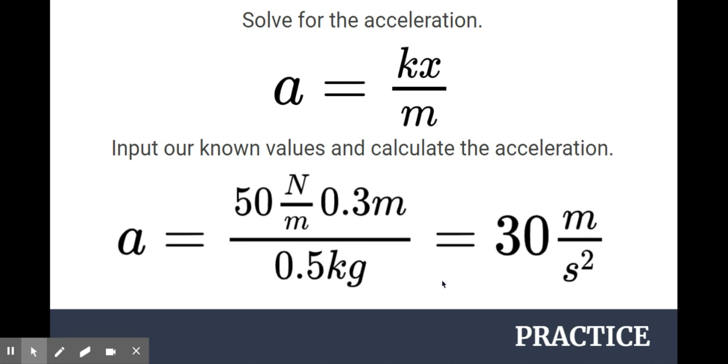When we do this, we can solve for our acceleration. When we get this, and then when we put our known values in, we can calculate what the acceleration actually is. All right? Plug in your numbers, you're going to get 30 meters per second squared. Now, I have made a mistake in this. See if you can figure out where my mistake is. There's one thing that's not quite right with this.